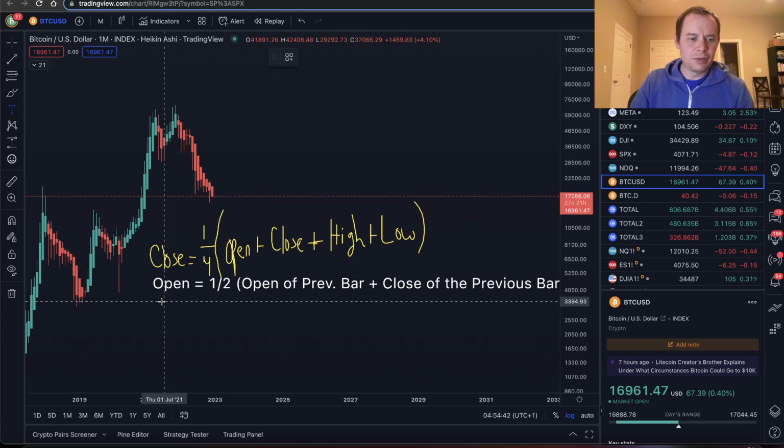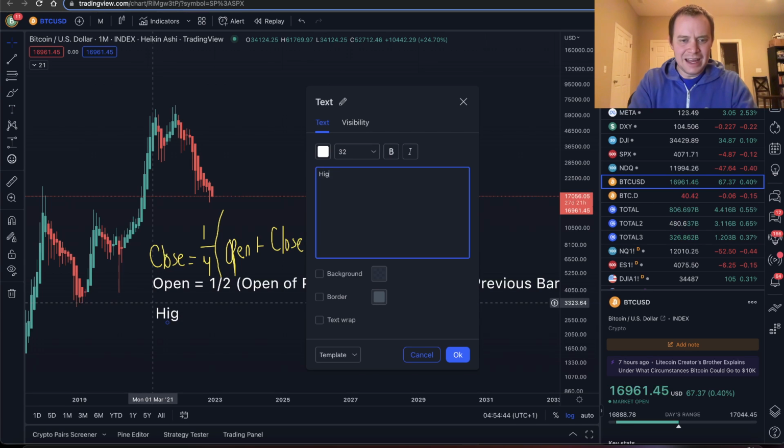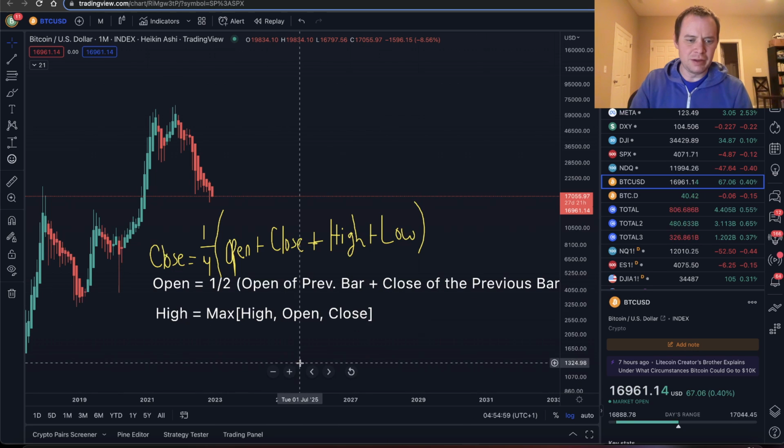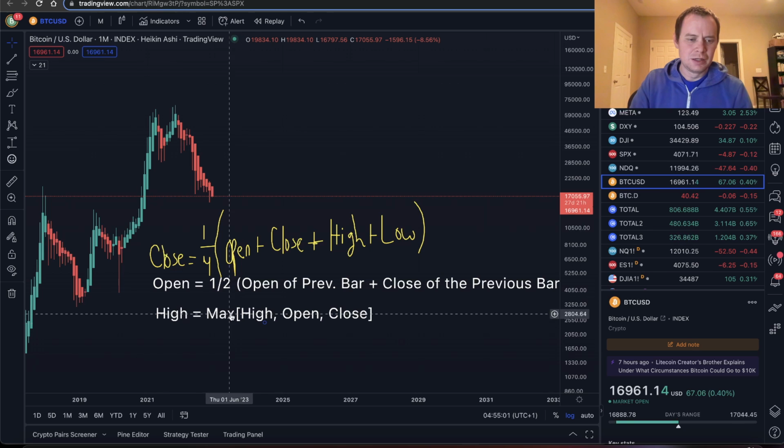So the next one I want to do is the high, right? So there's the high, and that's just the maximum of the high or the open or the close, right? So it's just whatever's the highest out of all of those. Now you might say, well, wouldn't the max of what's in here just be equal to the high? That would be the highest one.